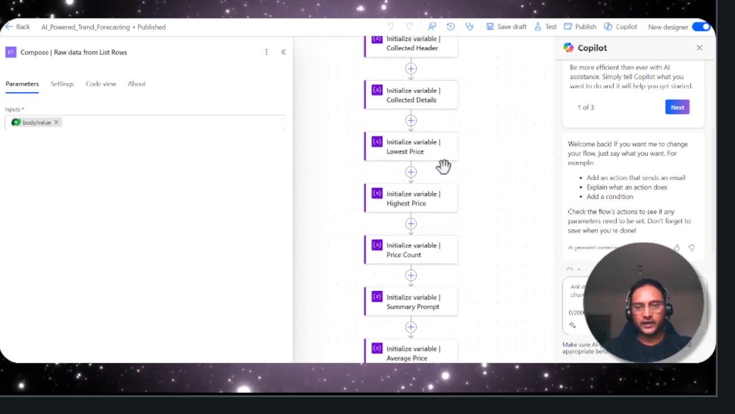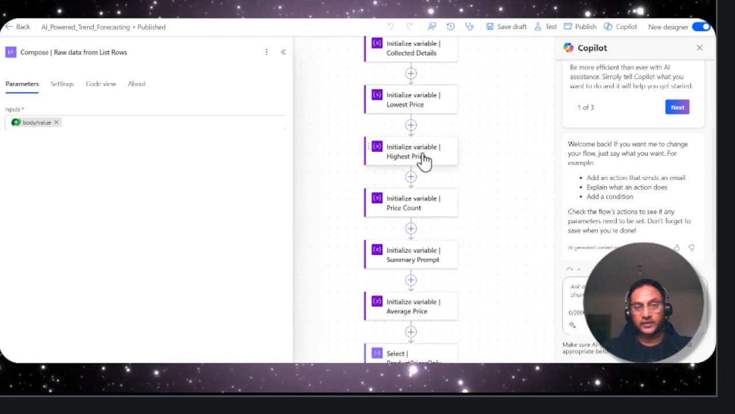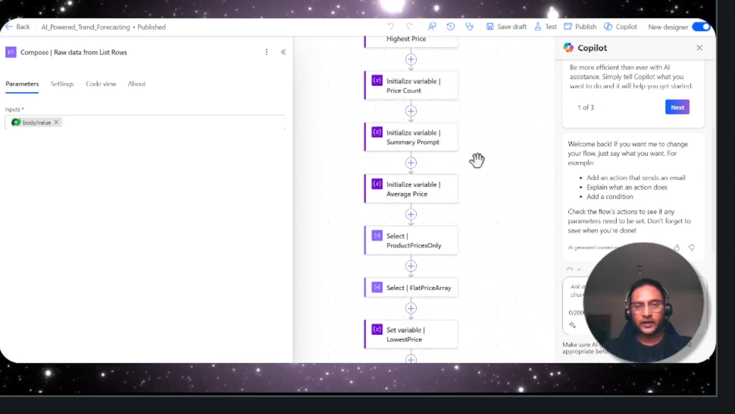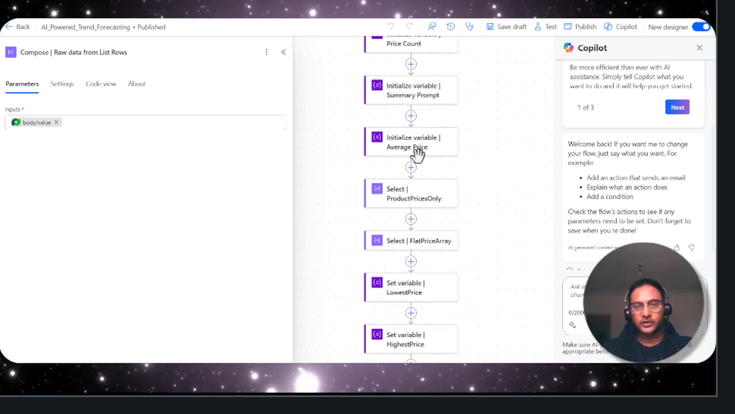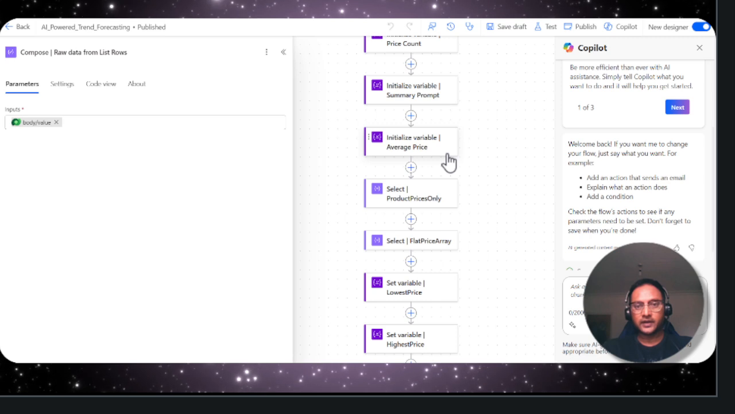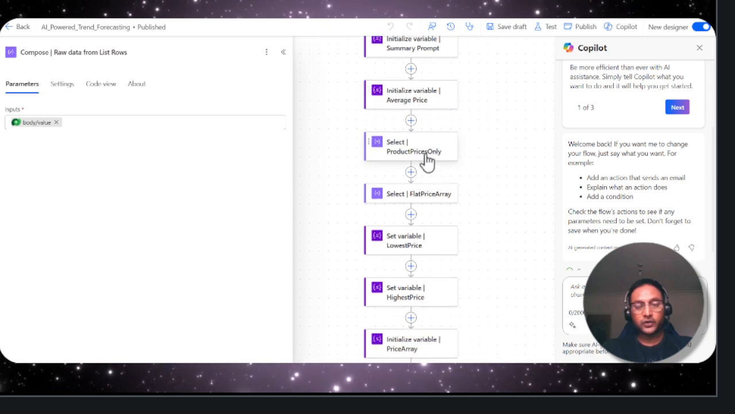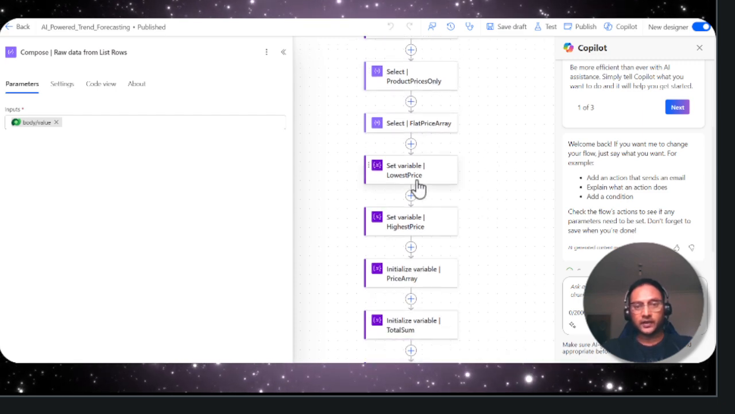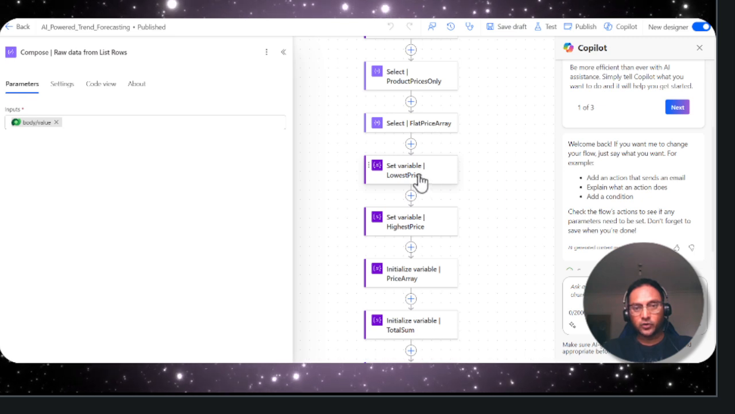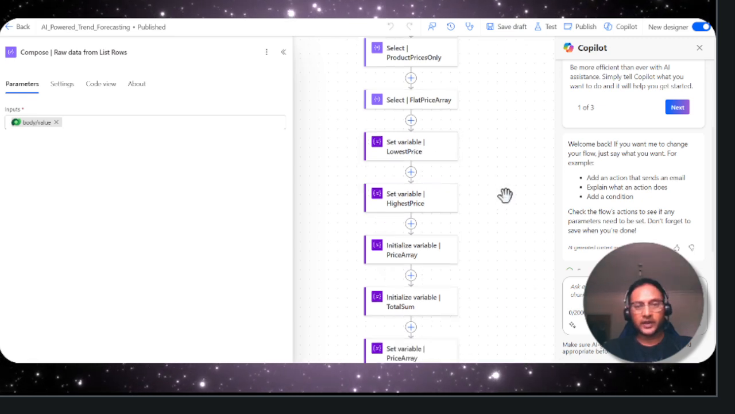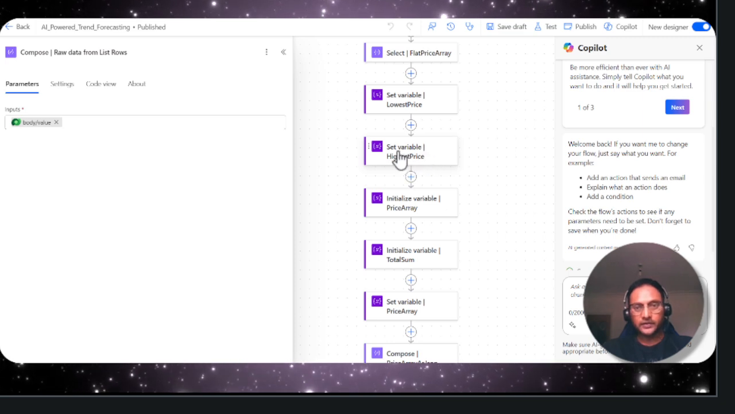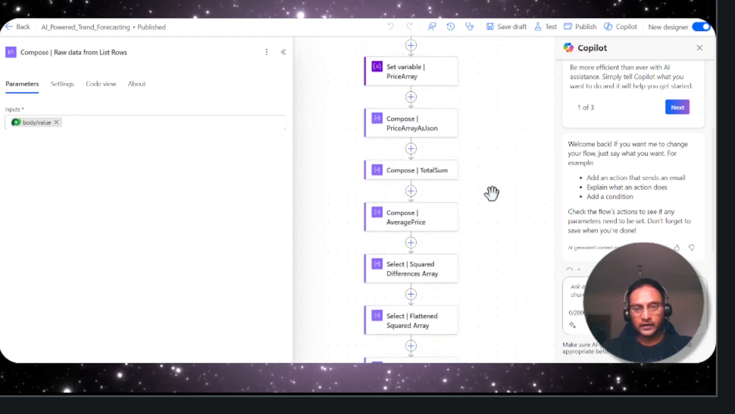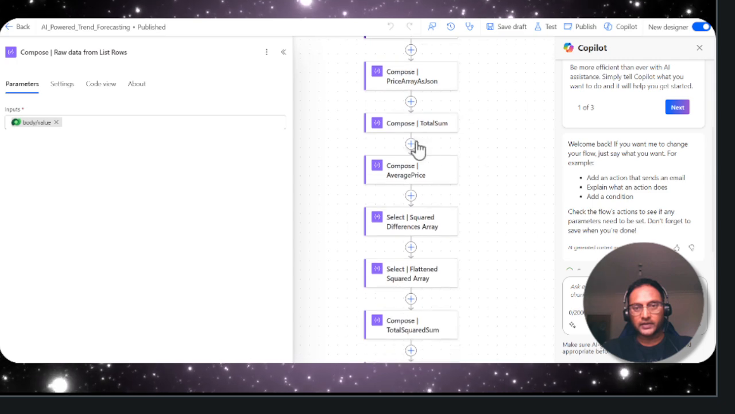I'm calculating the lowest price, highest price, and total price count that we have for that particular year. And then the summary prompt. There's an average price that I calculate. To read out the price as a numerical value, I've added these steps. Then we have set variable lowest price, where the lowest price will be calculated. And we have set variable action, which calculates your highest price. And this is all the price details.